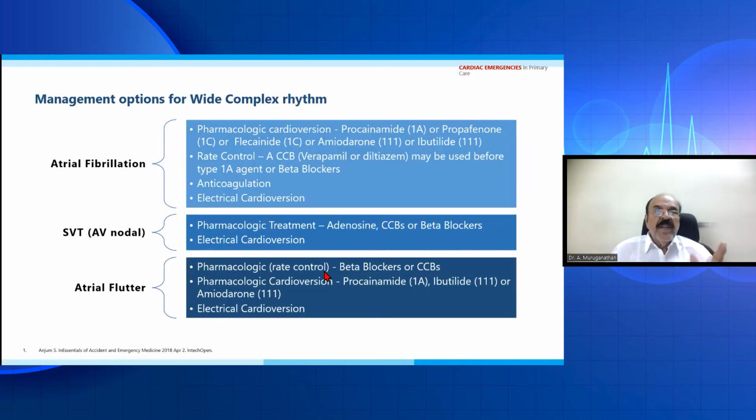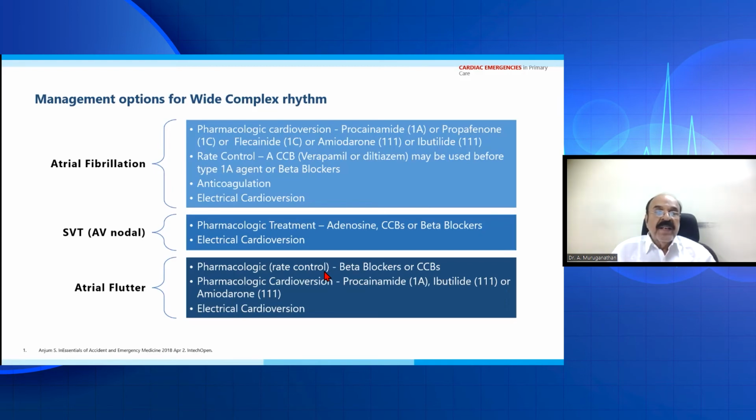Management options for atrial fibrillation: pharmacological cardioversion with procainamide, propranolol, amiodarone, ibutilide. Rate control with verapamil or diltiazem before a type 1A agent or beta blocker. Anticoagulation in atrial fibrillation is a must to prevent embolic and thrombotic problems.